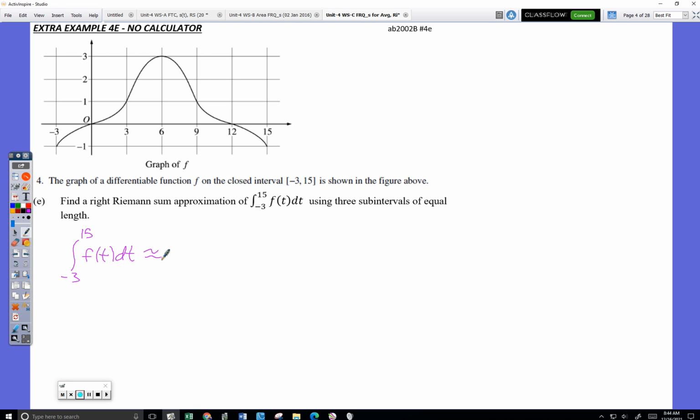Okay, so you draw 3 brackets, right? From -3 to 3, and then from 3 to 9, and then 9 to 15. Points for Mark. Well done.